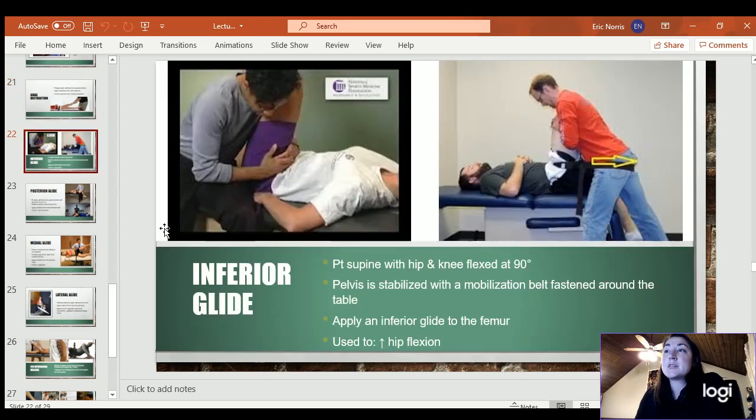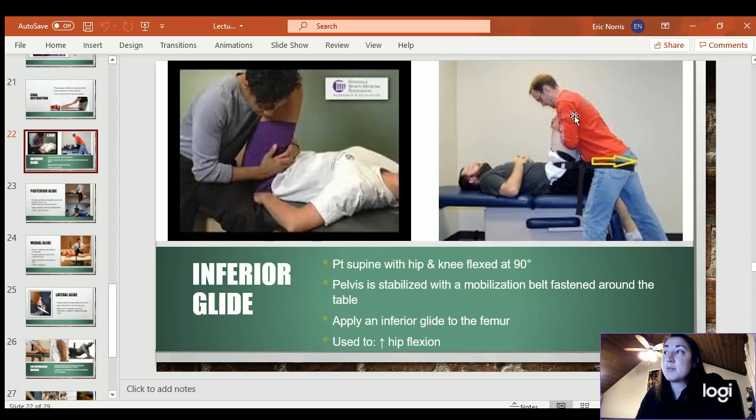Okay, so here is a true inferior glide, and typically we have the patient flex the hip and knee to 90 degrees, and you can stabilize the pelvis by putting a gait belt around the patient and the table. And then apply an inferior glide to the femur. So typically we do it to the proximal femur, right up next to the joint.